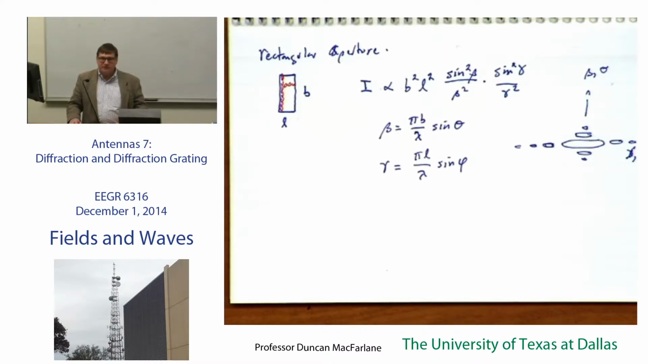If that aperture was illuminated by a couple of gigahertz, you can bet that there will be nice lobes on the other side of that.